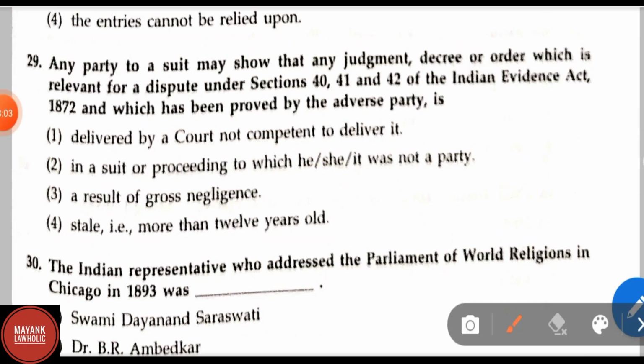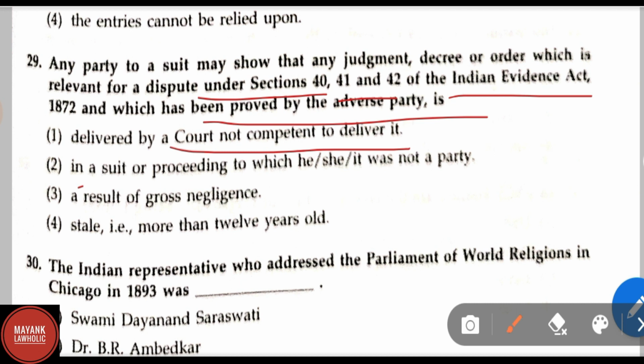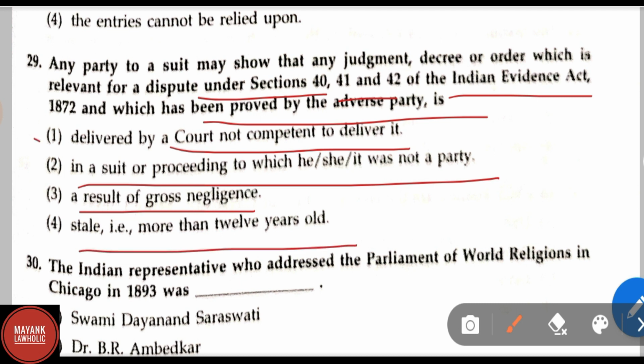Now let us see the question number 29. Any party to a suit may show that any judgment, decree or order which is relevant for a dispute under section 40, 41 and 42 of Indian Evidence Act 1872 which has been proved by the adverse party is option 1, delivered by a court not competent to deliver it. Option 2, in a suit or proceeding to which it was not a party. Option 3, a result of gross negligence. Option 4, state that is more than 12 years old. Here the correct answer is option 1, delivered by a court not competent to deliver it.